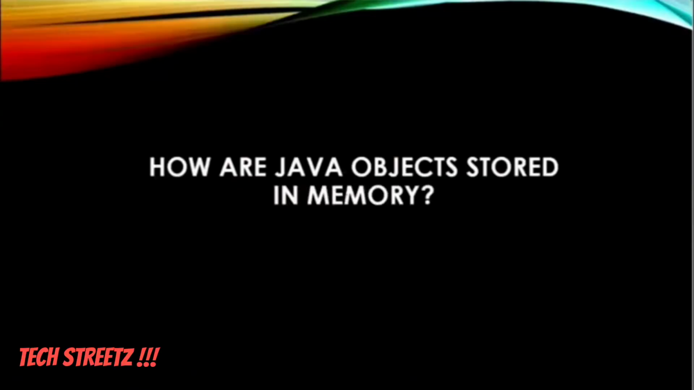How are Java objects stored in memory? In Java, all objects are dynamically allocated on heap. This is a difference from C++ where objects can be allocated memory either on stack or on heap. In C++, when we allocate the object using new, the object is allocated on heap, otherwise on stack if it is not global or static.